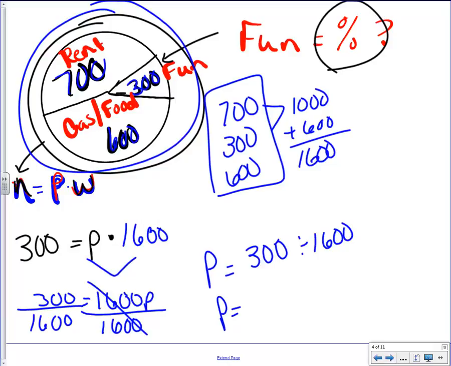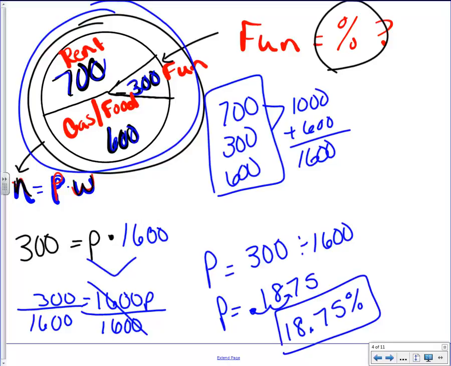We knew it was going to be, but it's 0.1875. We need to move my decimal point 2 places, which direction? I hope in your notes that you wrote that from a decimal to a percent we are going to go to the right 2 places. And so 18.75% is how much I spend each month on fun. Okay?